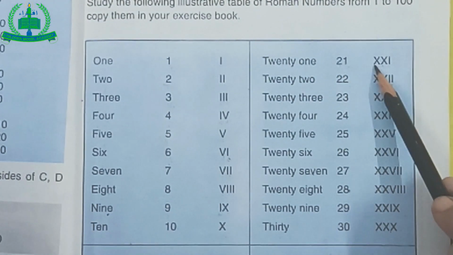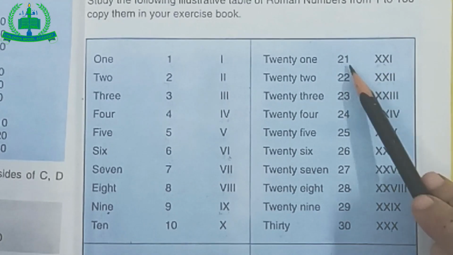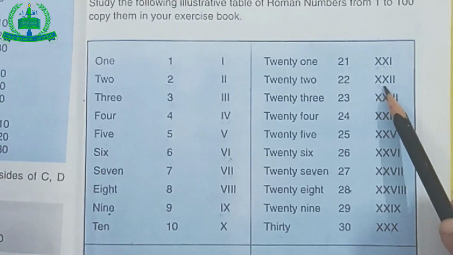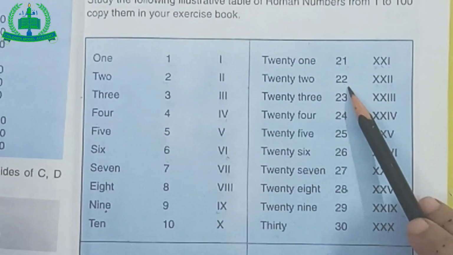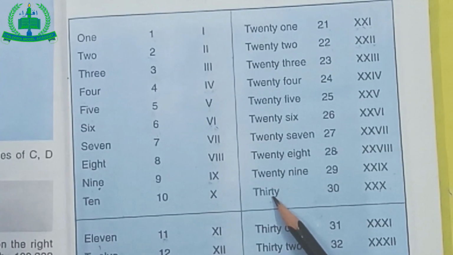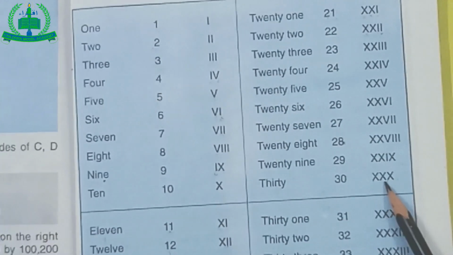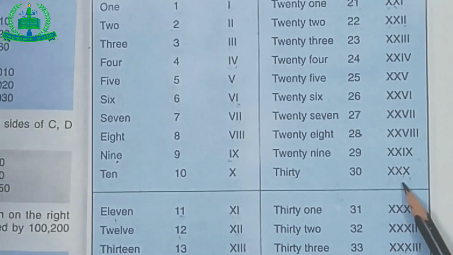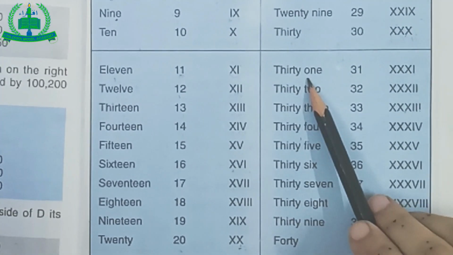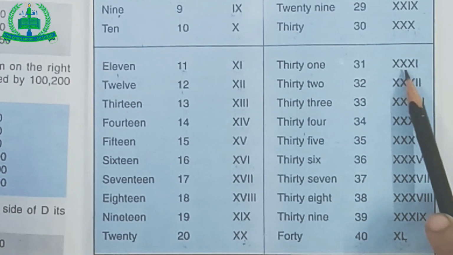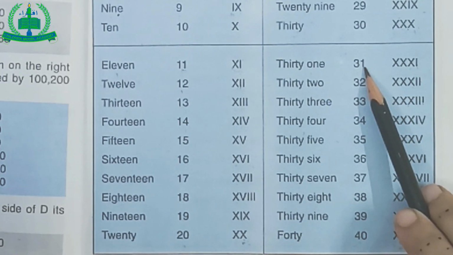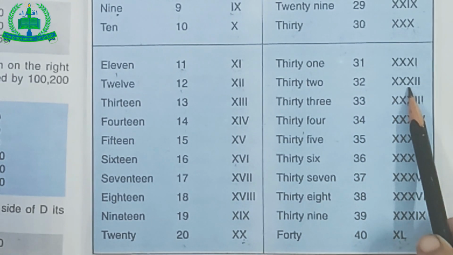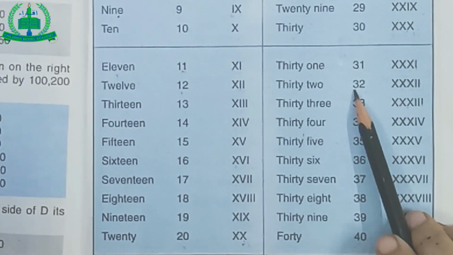21, XXI. 20, I, 1. 21. 22, XXII. 20, II, 2. 22. 30, XXX. 10 plus 10 plus 10, 30. 31, XXXI. 30, I, 1. 31. 32, XXXII. 30, II, 2. 32.